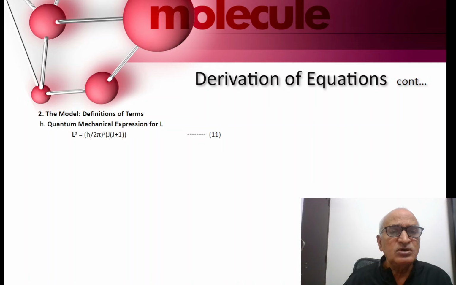As we know, L square is connected to kinetic energy. Therefore, we will replace the value of L square by this expression. Hence, we can define kinetic energy of rotation by L square upon 2I, replace L square by h square upon 8 pi square I, J into J plus 1.